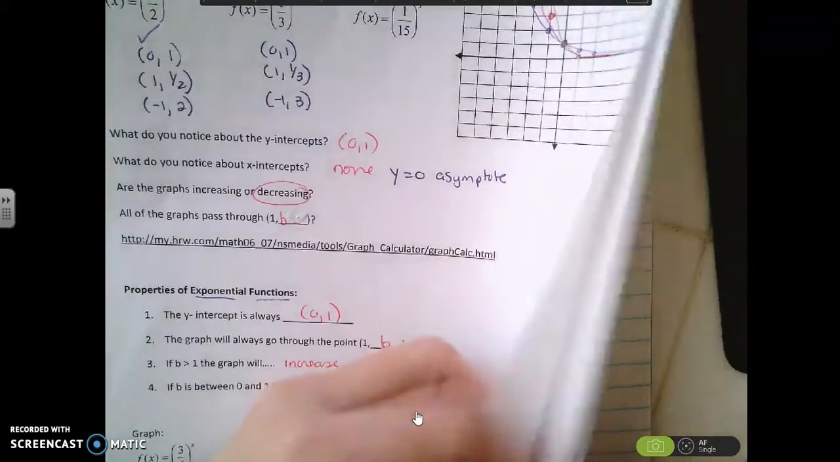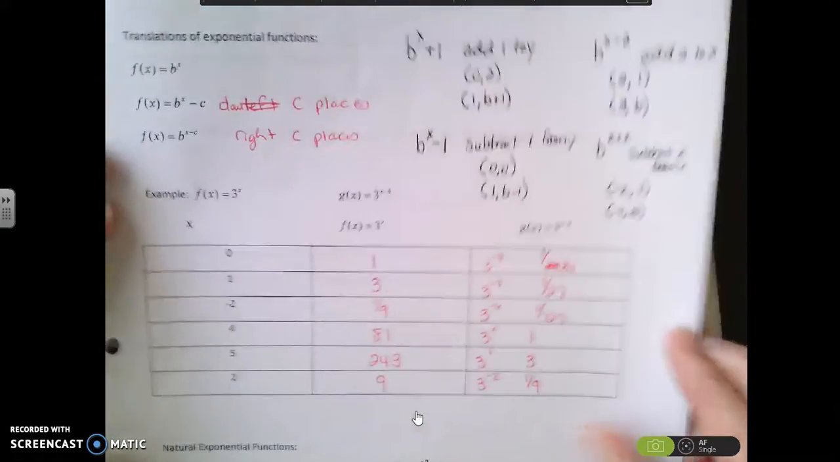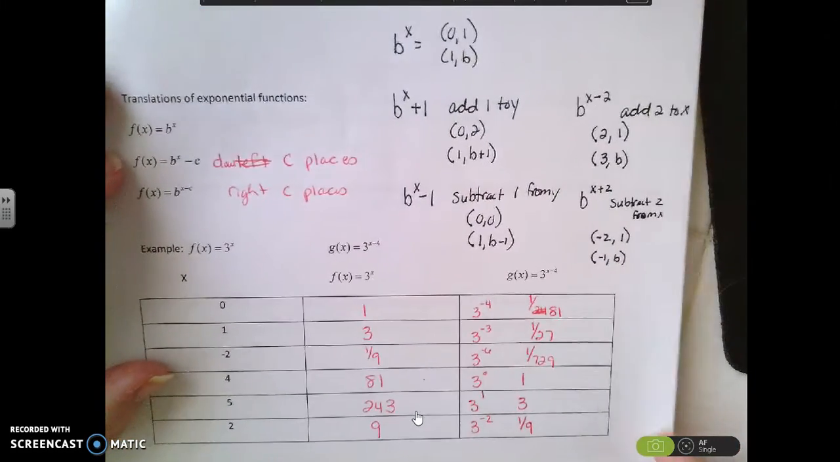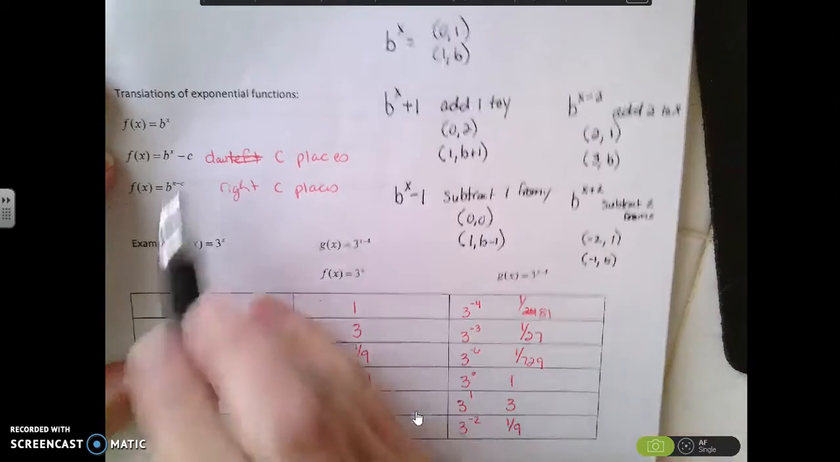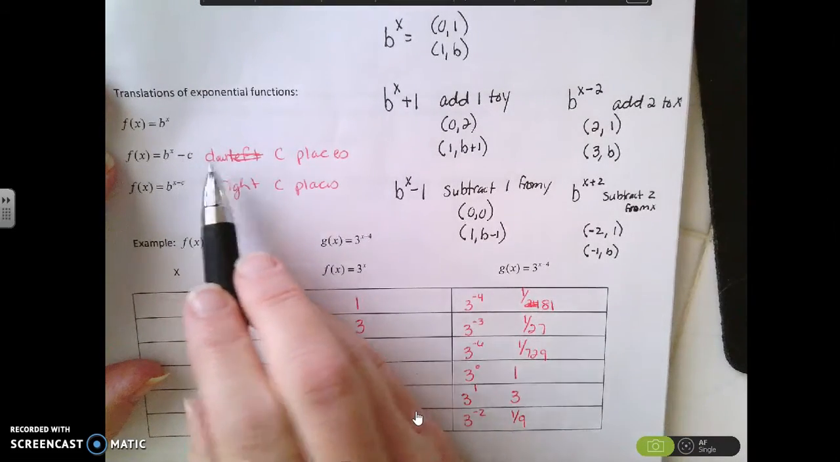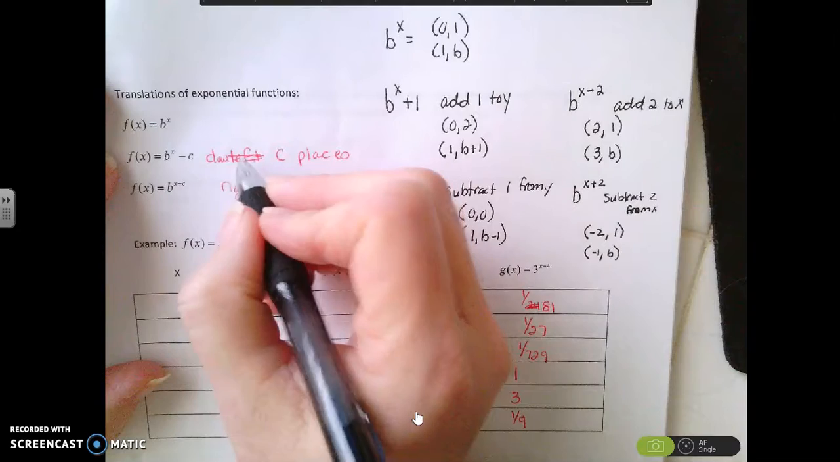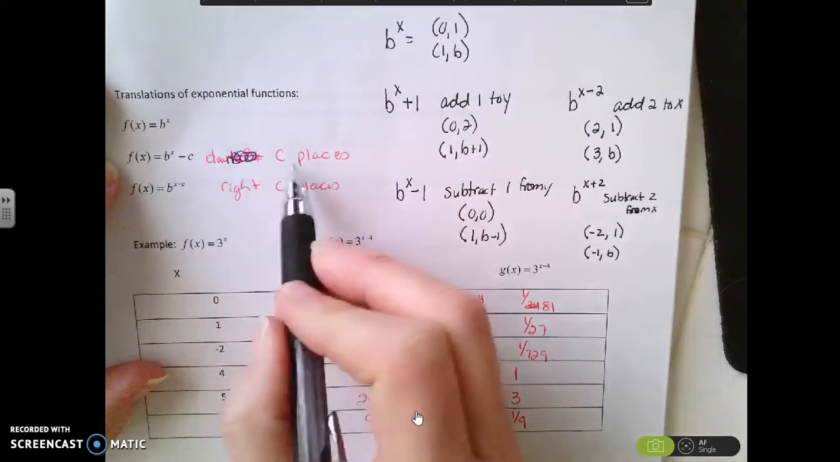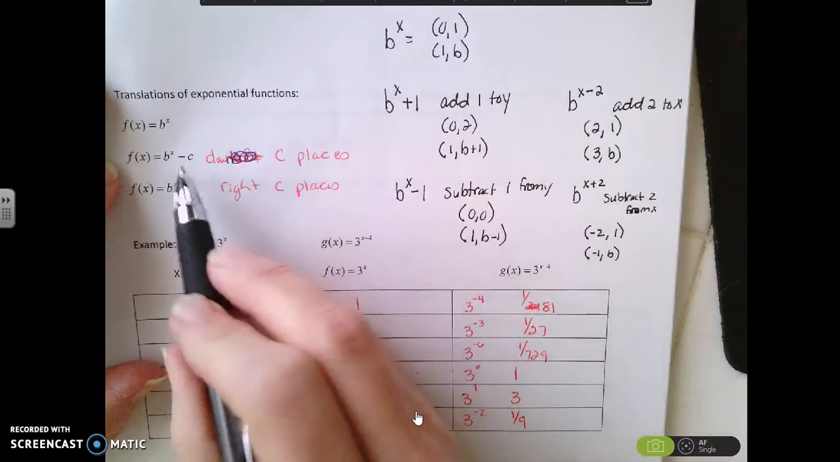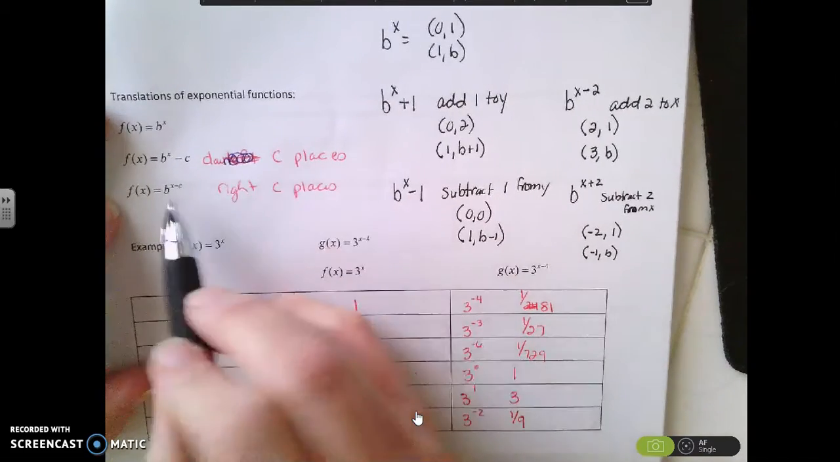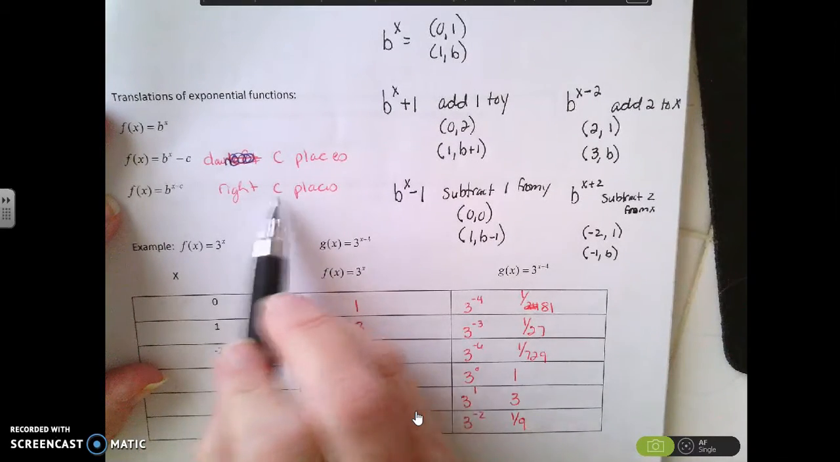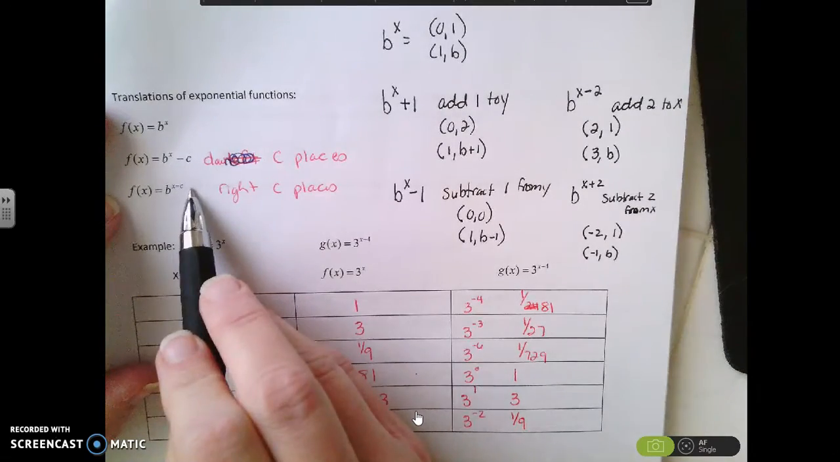Okay? So now, if I take that information and I start talking about translating it, the translations are going to work the same way that they've done before. So for example, this minus c is going to move it up or down. I wrote left. It's going to move it down or up c places. So if it's plus c, it's going to move it up. If it's minus c, it's going to move it down. And this minus c as the exponent is going to move it to the right or to the left, depending on whether it's minus c or plus c.